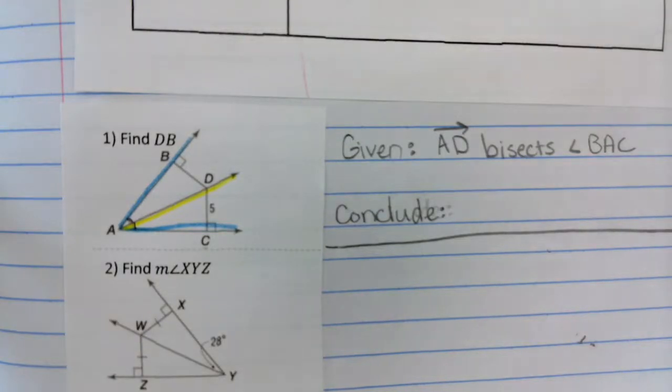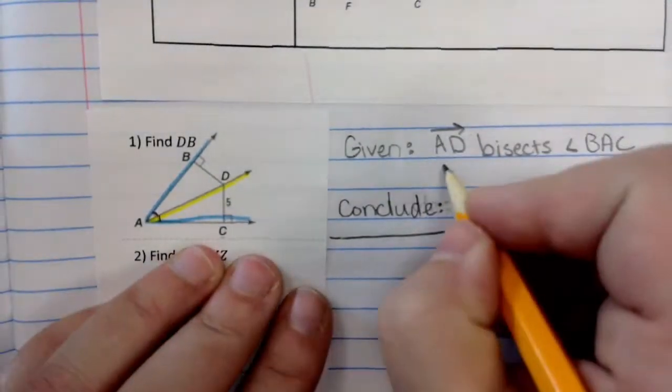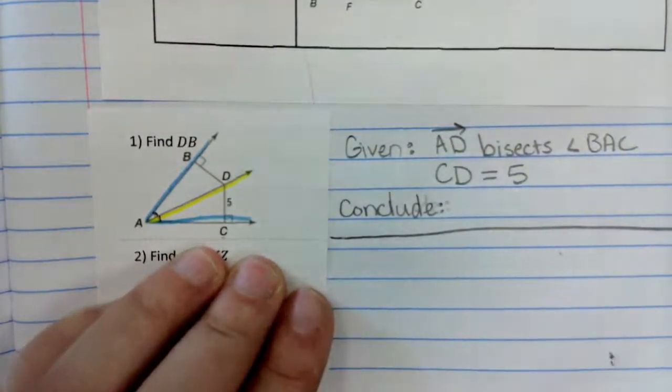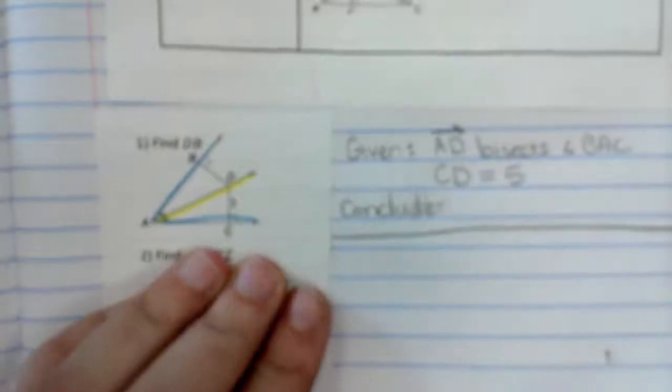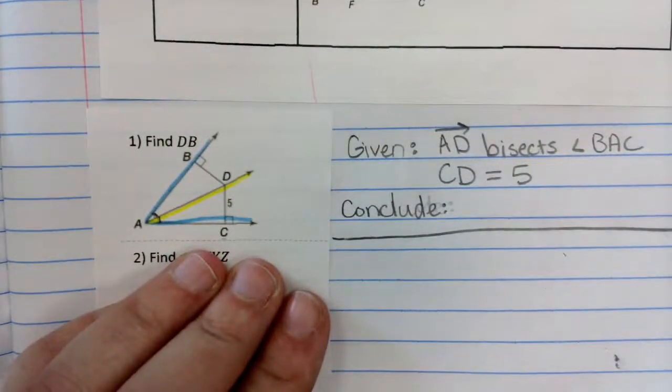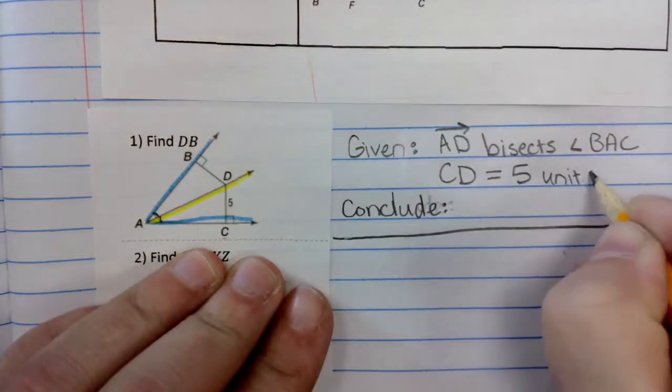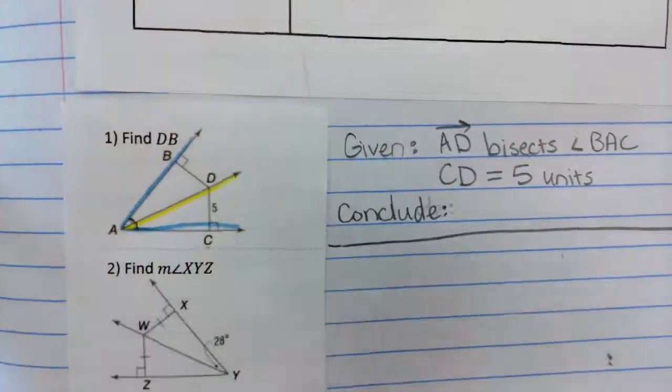Good. CD equals 5. Okay, it doesn't tell us 5 what, so we can always write 5 units, and that just tells us if we decide it's feet, we would put in feet. If it's centimeters, we put in centimeters.